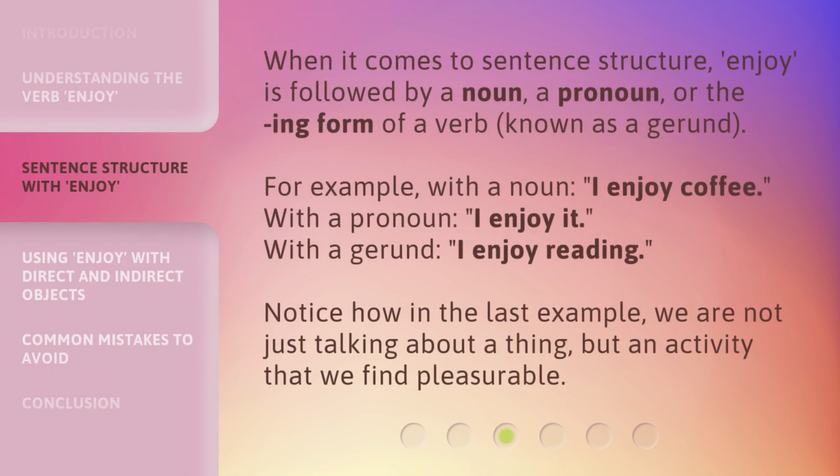When it comes to sentence structure, enjoy is followed by a noun, a pronoun, or the ing form of a verb, known as a gerund. For example, with a noun, I enjoy coffee. With a pronoun, I enjoy it. With a gerund, I enjoy reading. Notice how in the last example, we are not just talking about a thing, but an activity that we find pleasurable.